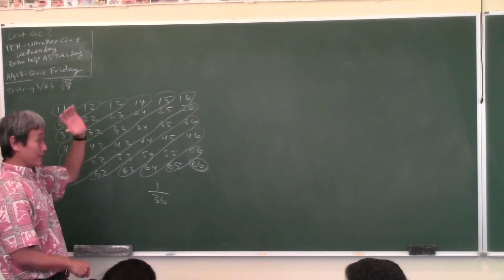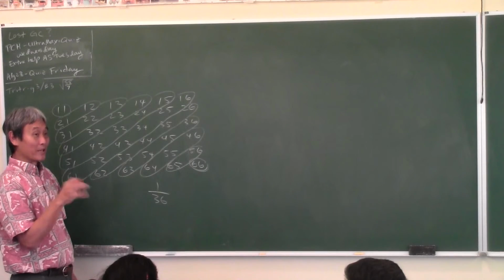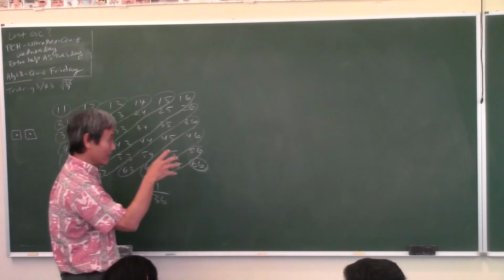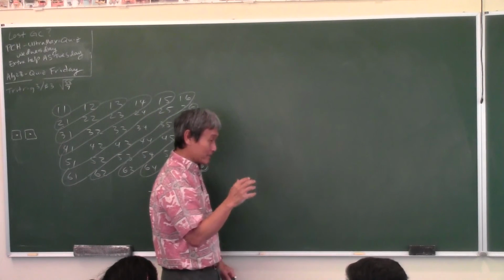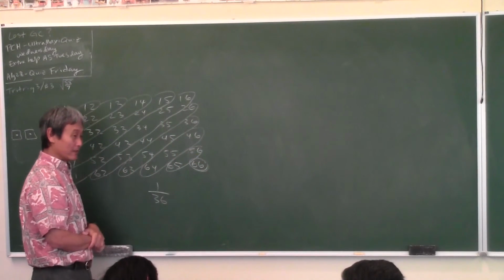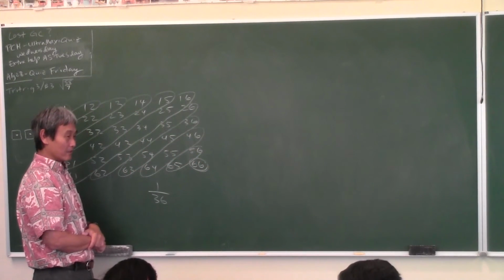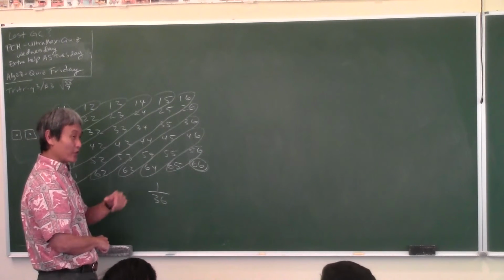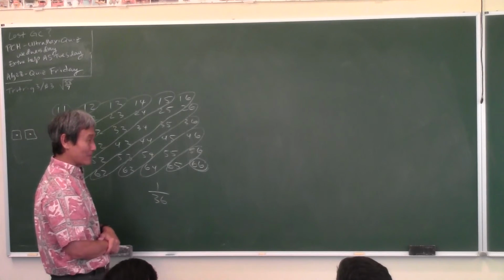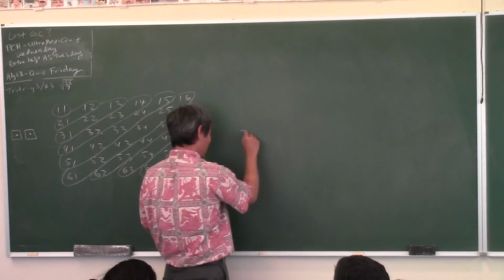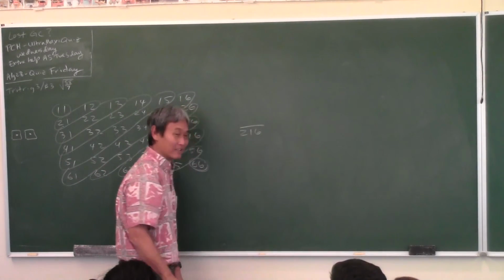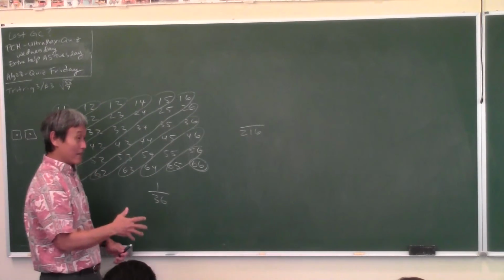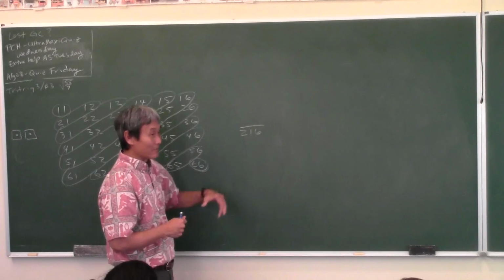Okay, so here, let's see if we can extend it now. What if you roll 3 dice? See, now this is extending it. If I were to roll 3 dice, what would the denominator be? The first die has 6 possibilities, the second one has 6, and the third one has 6. What's 6 times 6 times 6? It's 216. So when you roll 3 dice, the answer is always going to be something out of 216.